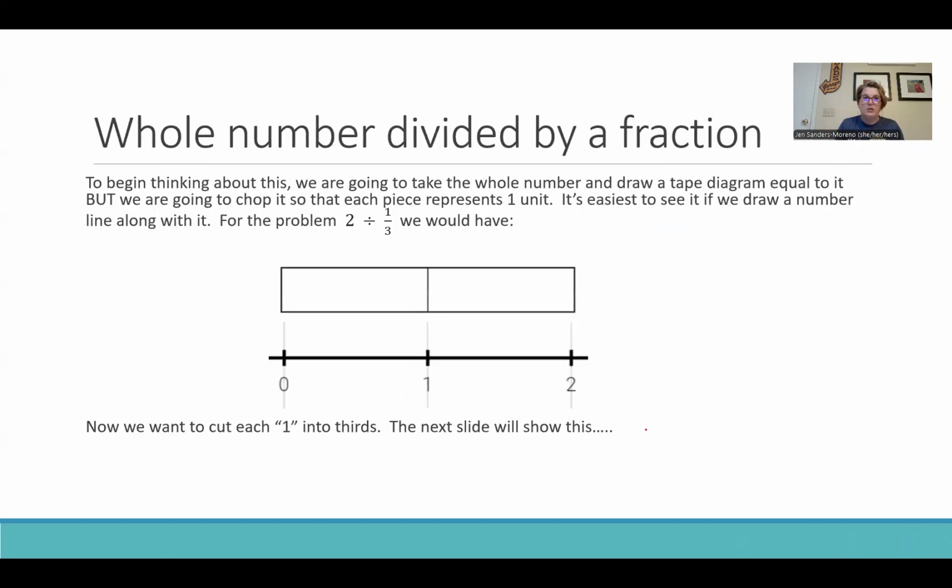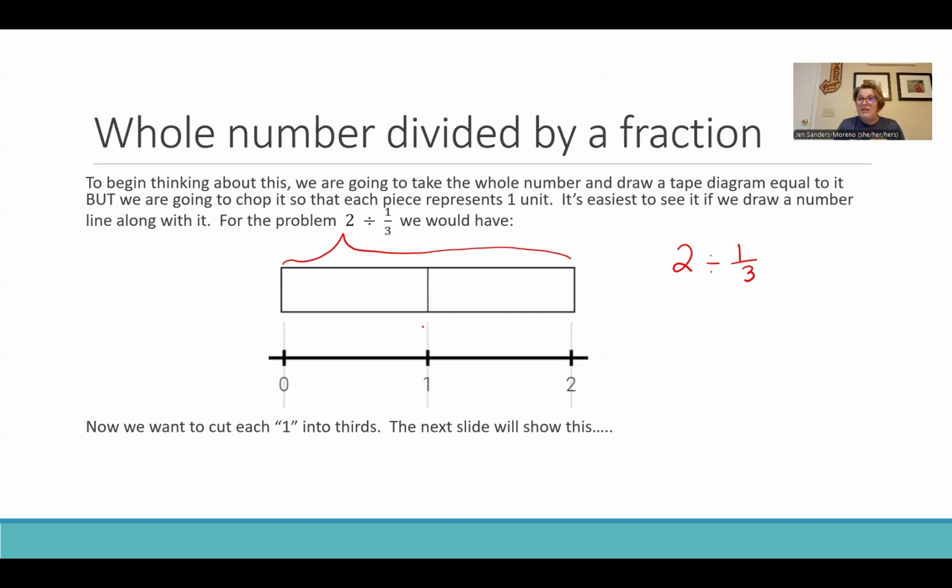So here's where we start. I've got a whole number divided by a fraction, and as I said, we have 2 divided by a third. I'll write it nice and big. So what we're going to do is start with a tape diagram. And the tape diagram is going to represent 2 whole things. Okay, so this represents 2 whole things. But what we want is to mark it off at every one.